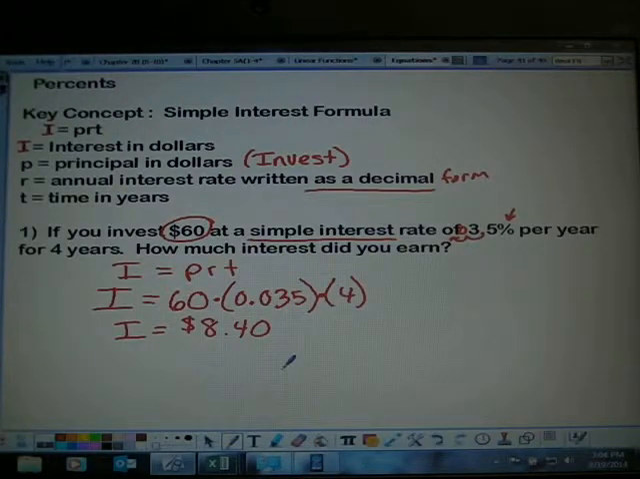So that's how much interest you earn. If you put $60 in the bank, and they're going to award you 3.5%, and you leave that money and don't touch it for 4 years, you get an extra $8.40 just for leaving your money there. It's not a bad deal for free money.